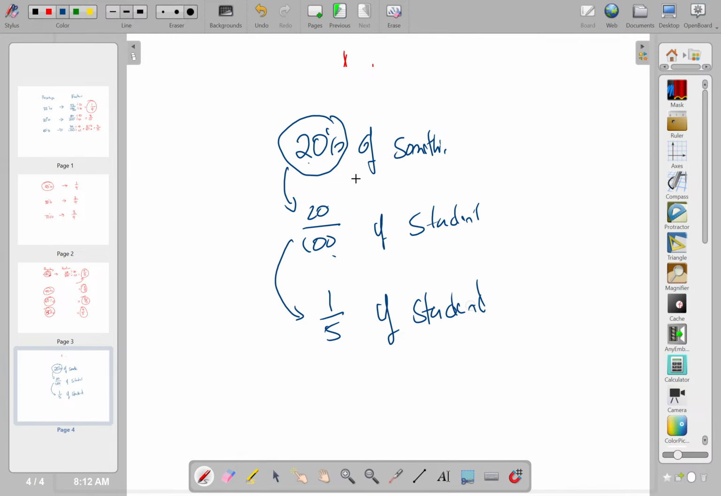Yeah? So what are you learning here? Percentage is the same thing as a fraction. There's no difference to it. Percentage is the same thing as a fraction. So let's see now. Ready, set, go.